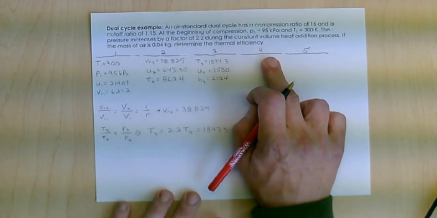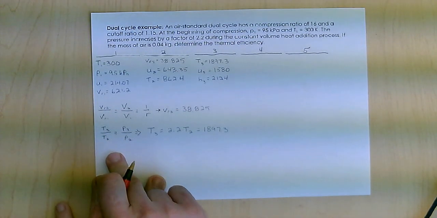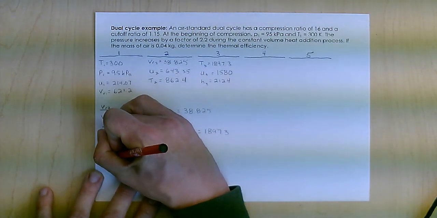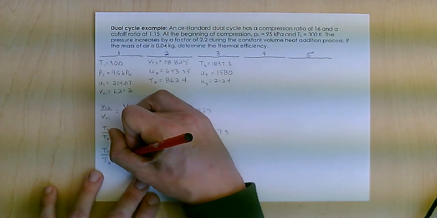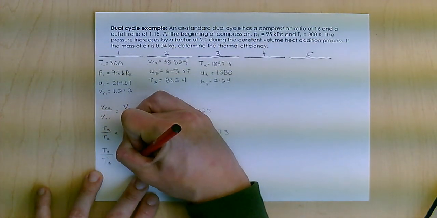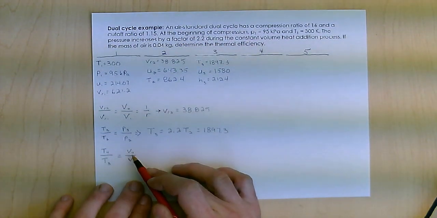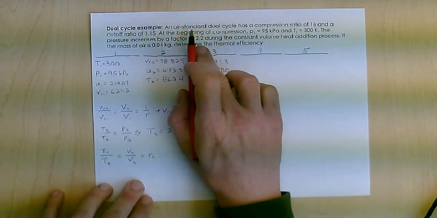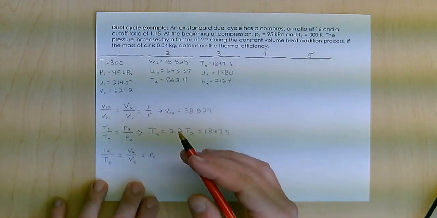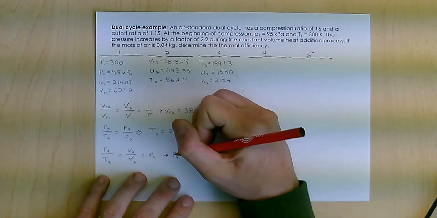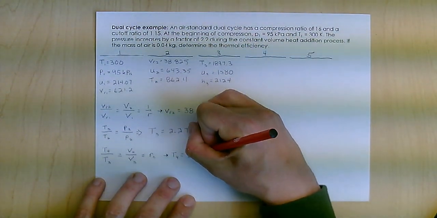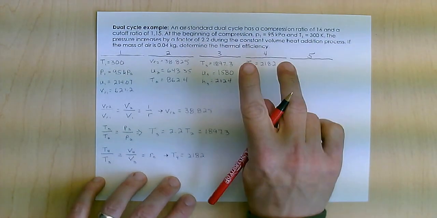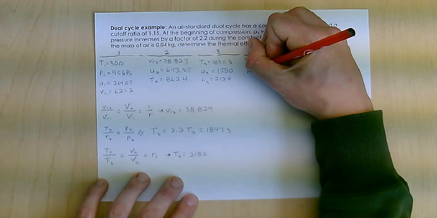Now, going 3 to 4, that's the constant pressure heat addition. So the same idea I'm going to use down here where T4 over T3 equals V4 over V3. And of course, this right here is my cutoff ratio. So I use that cutoff ratio of 1.15. I know temperature 3. From that, I can calculate temperature 4. Temperature 4 then is 2182. From that temperature, I need my H value here, because 3 to 4 is my constant pressure heat addition.